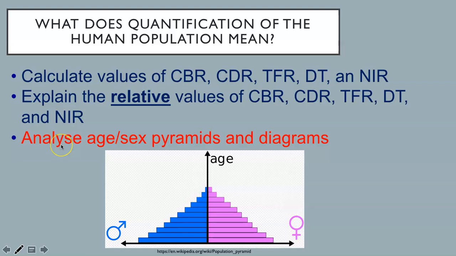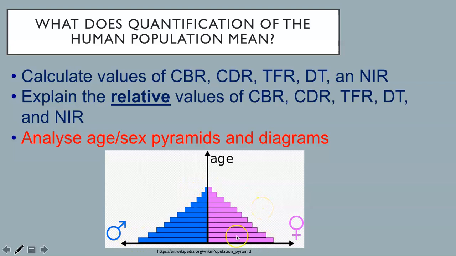Continuing to understand what quantification of human population means, you need to be able to analyze age and sex pyramid diagrams. Here's a general outline of one. Population numbers for age and gender of a location, region, or country are graphed to build what are referred to as age-sex pyramids or diagrams. Usually, on the left side of the pyramid, the male population is graphed, and on the right side of the pyramid, the female population is graphed, though sometimes you see these flipped.